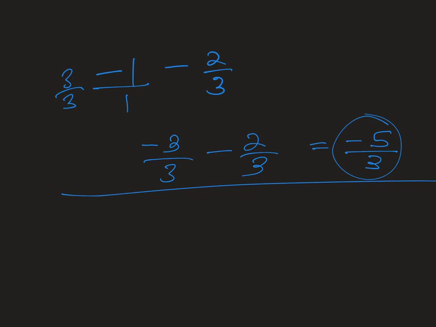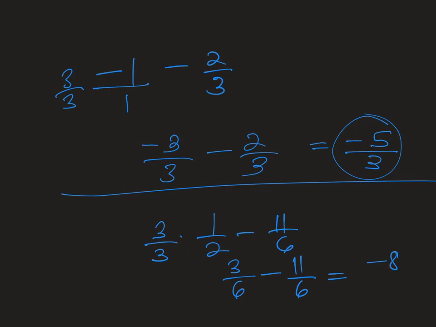Now, what happens when you have problems like 1 over 2 minus 11 over 6? So we have to watch the signs. We have to still find a common denominator. So we multiply by 3 over 3. And so we have 3 over 6 minus 11 over 6. So you just say, what is 3 minus 11? Again, remember, let's say you have $3 and you want to buy something that's $11. Well, you're short $8, right? So we have negative 8 over 6.